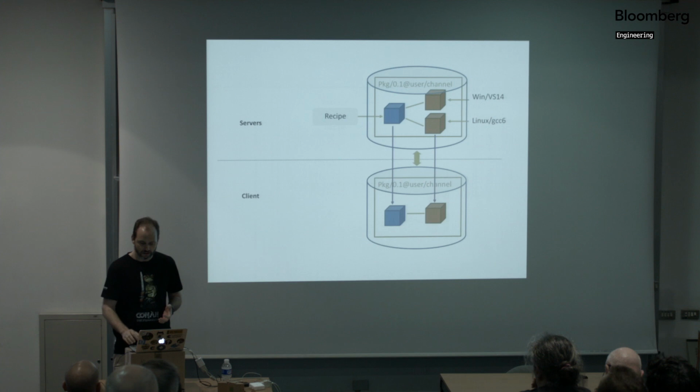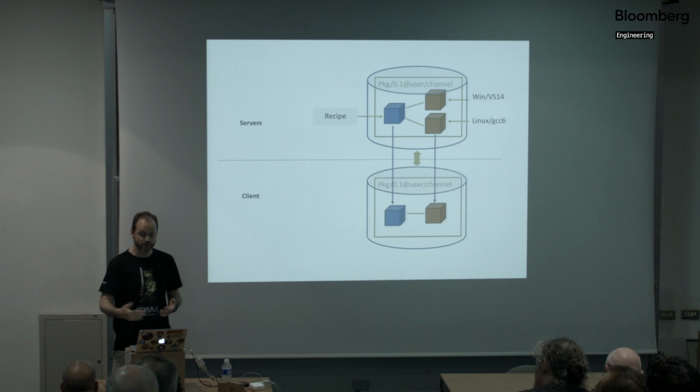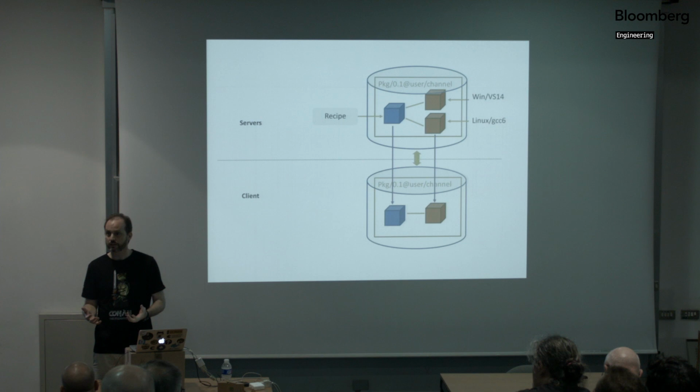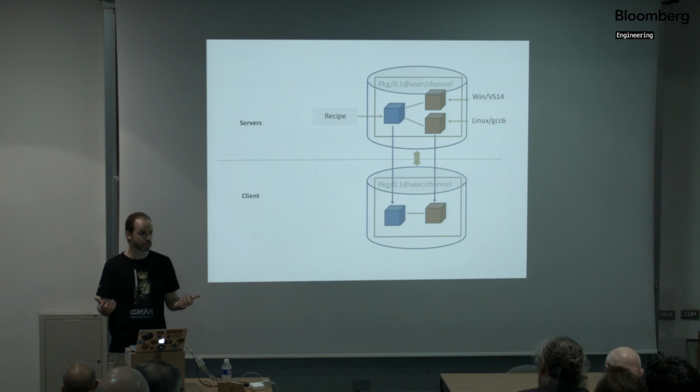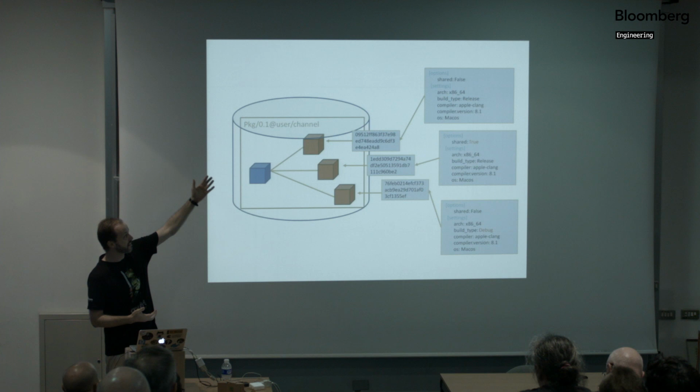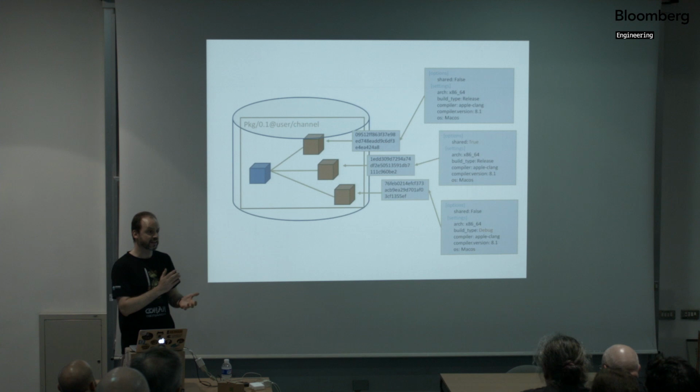So if you are in Windows, Visual Studio 14, you will get a different binary than if you are in Linux and GCC 6. And if you're in Linux, GCC 4, whatever, your binary is also different. And they will be managed by Conan. When you're using them, you do Conan install, and you get the right binary for your configuration. You don't need to fetch all of them. The way we identify binaries is by the hash of the configuration. The configuration of a package is basically the settings, the architecture, the build type, compiler, and many other things. They are hashed, and that's the identifier of the binary.